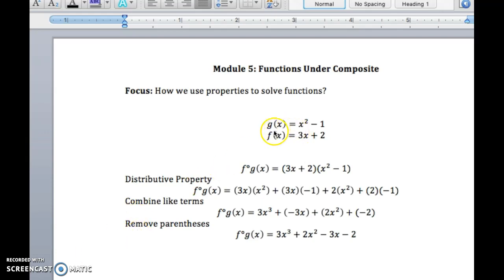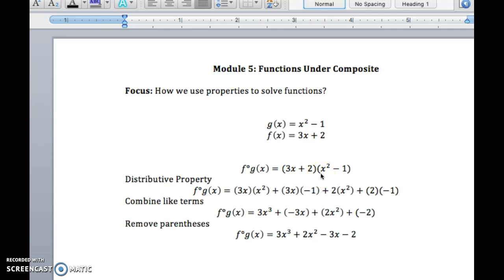we have two functions. We have g of x is equal to x squared minus 1, and f of x is equal to 3x plus 2. And the idea is I had to remember what this little circle was. So it is f of g of x. So essentially I'm multiplying those two functions together, g of x times f of x. And when I multiply those two functions, I get this. So 3x plus 2 times the quantity x squared minus 1.